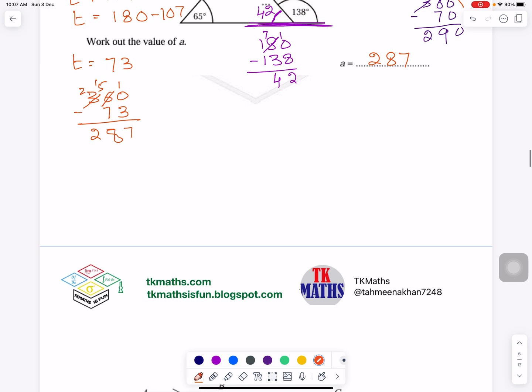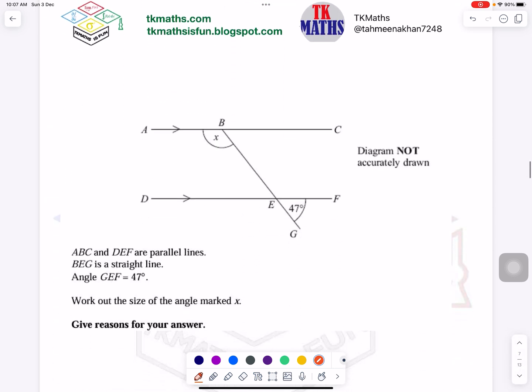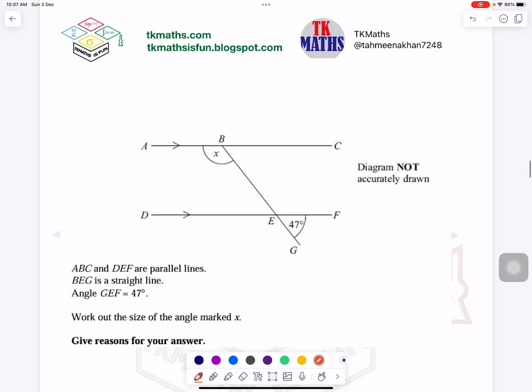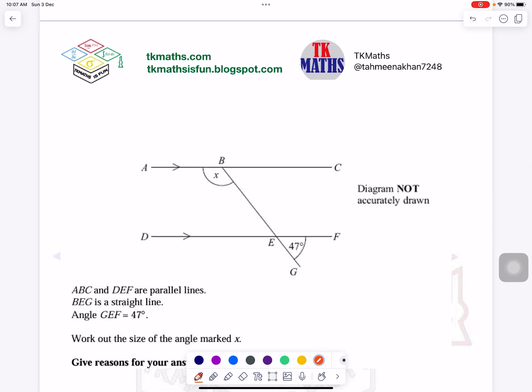Okay, now we will see a question which is angle in a parallel line. Now you need to learn the properties here. So let me tell you the property here. I will not tell you all properties right now, but few properties here which are applying in this so that slowly you can grasp it.